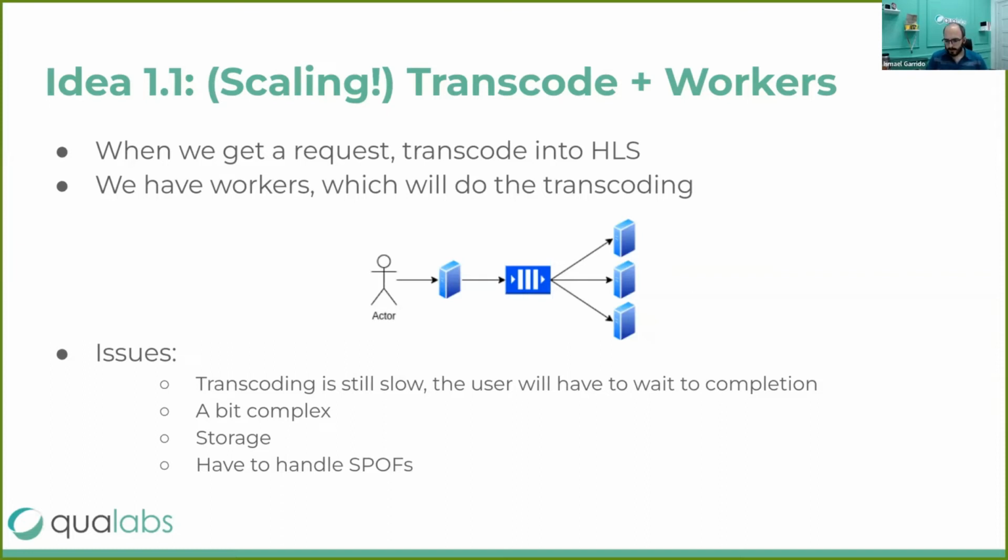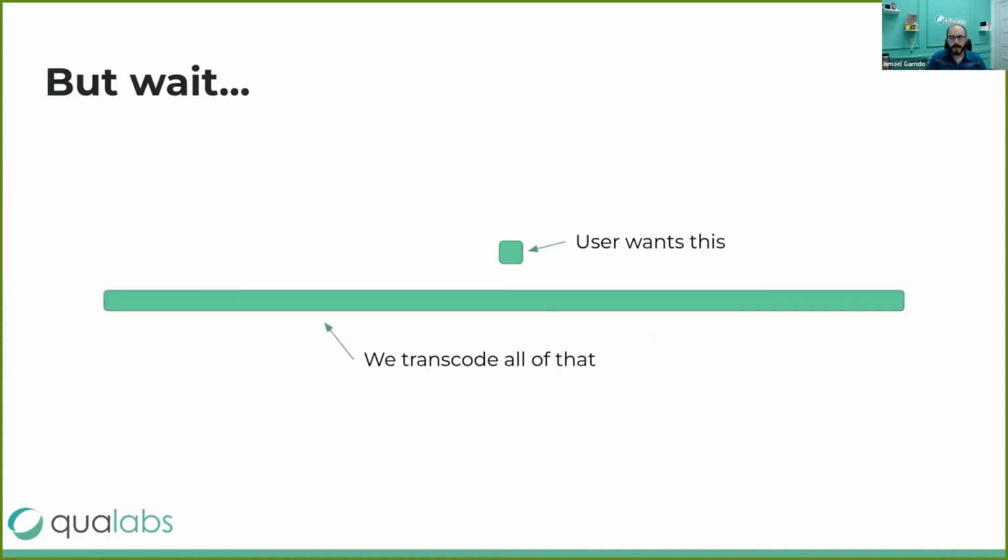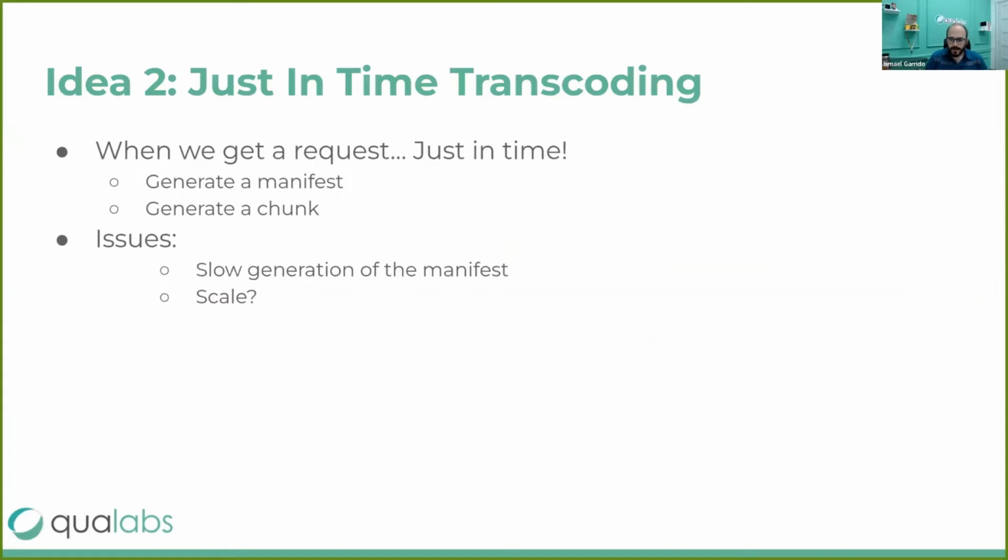So we thought, okay, can we improve on this? And here we thought, wait, why are we transcoding the whole file when the user just wants a few seconds of this? So let's do just-in-time transcoding. When we get a request, just in time, create the manifest or chunk as needed.